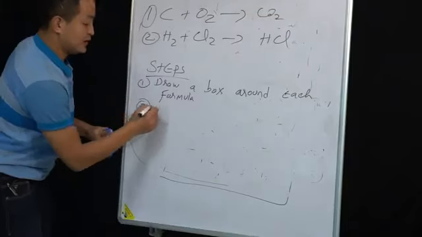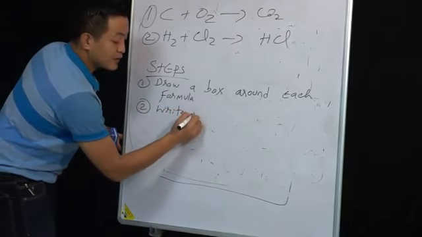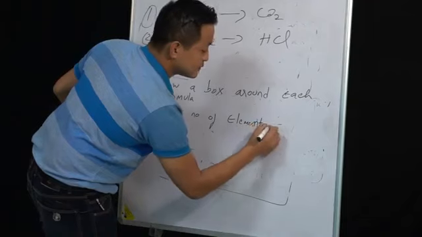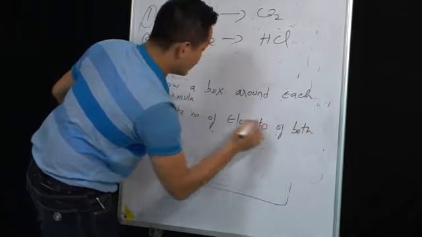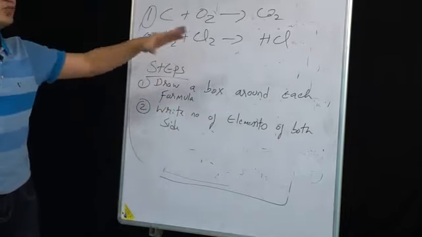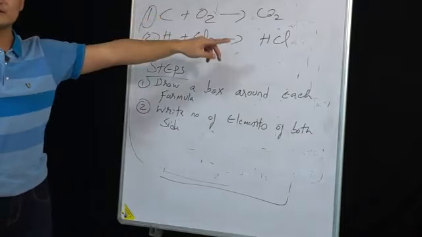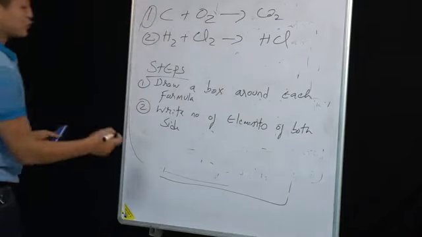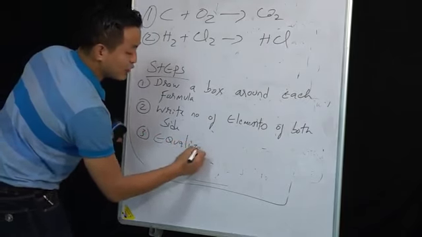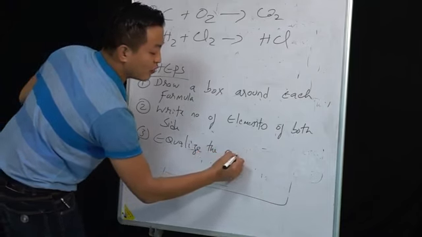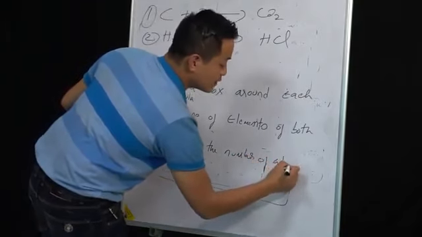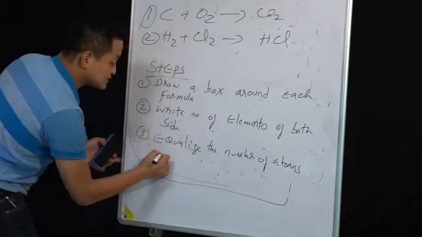Second, write the number of elements on both sides. Both means the left-hand side and the right-hand side, reactant and product. The third one, the last step: equalize the number of atoms on both sides.